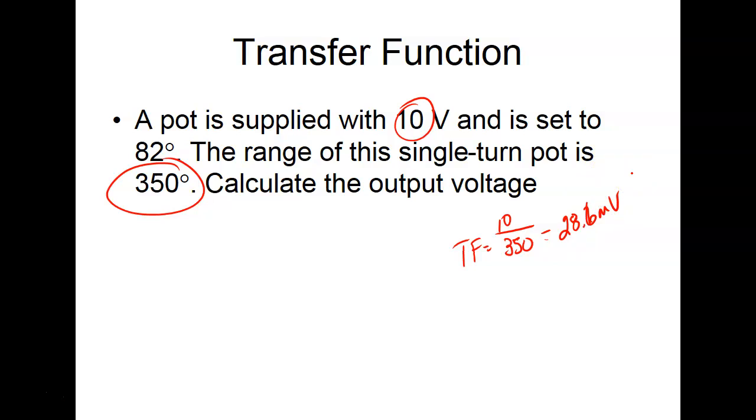28.7? 28.6 millivolts. Of course, the more you carry it out, the more accurate your calculations will be. We have to realize this is a pot. Pots have a tolerance of around 15. So, I mean, carrying out too far would be a waste of time. So, this should work. And then I would take what? My 82 degrees.